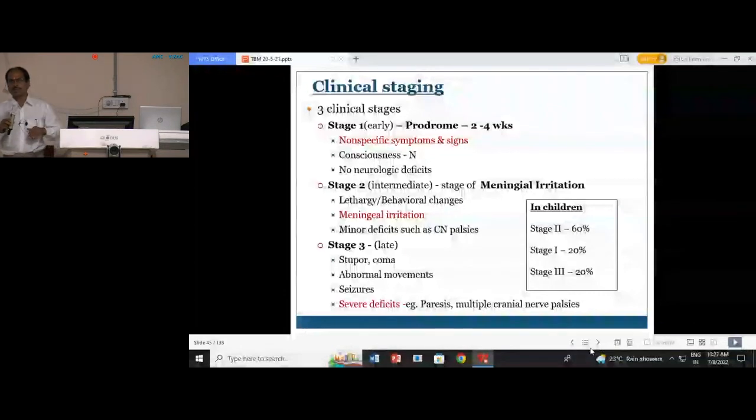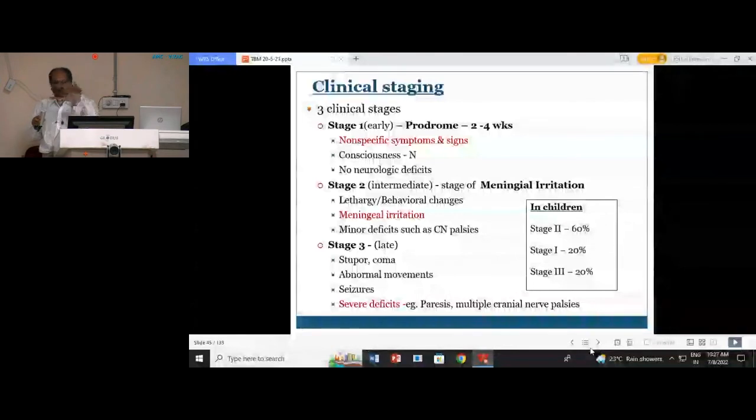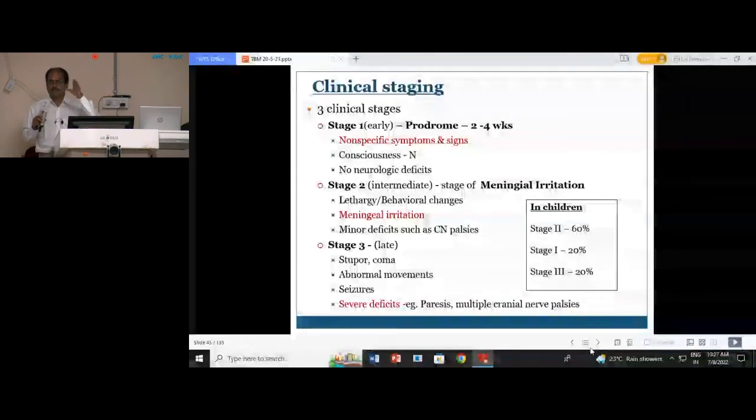Somebody comes with a behavioral change, cranial palsies, definitely don't leave. We'll investigate, we'll take a scan, we'll do an LP, then we'll get the diagnosis. Most of the TBM which we see are stage 2, which accounts for 60%. Stage 1 is often misdiagnosed, that accounts for 20%.